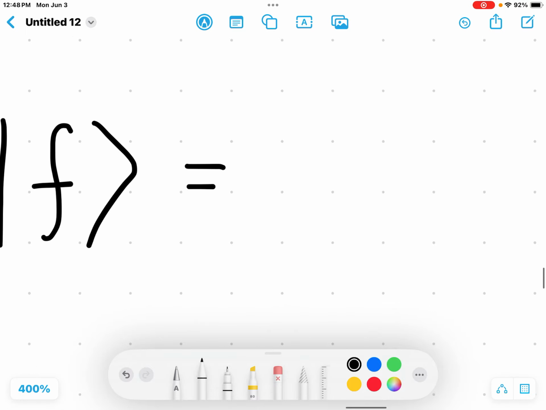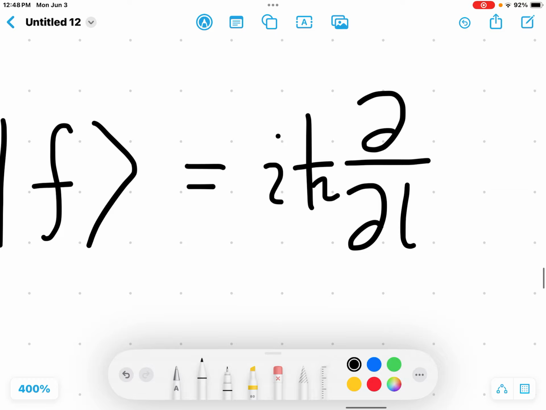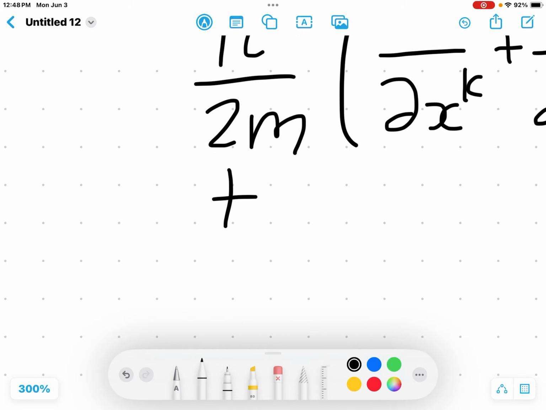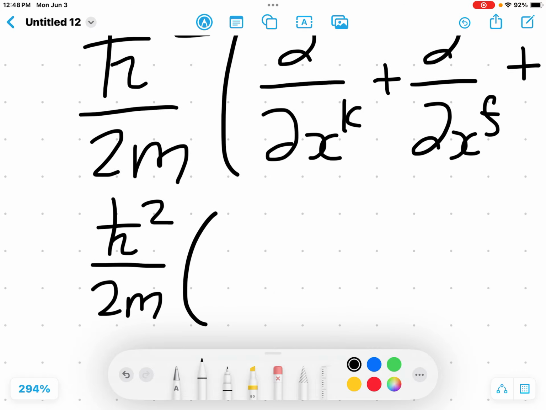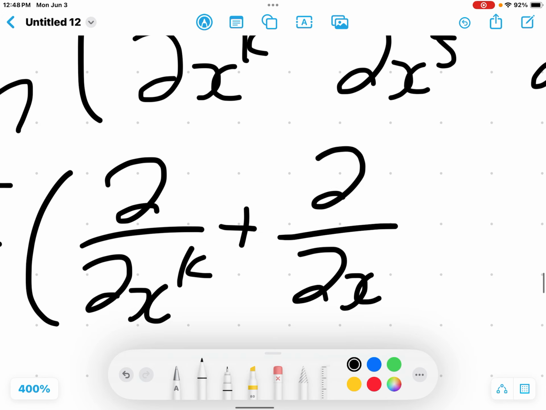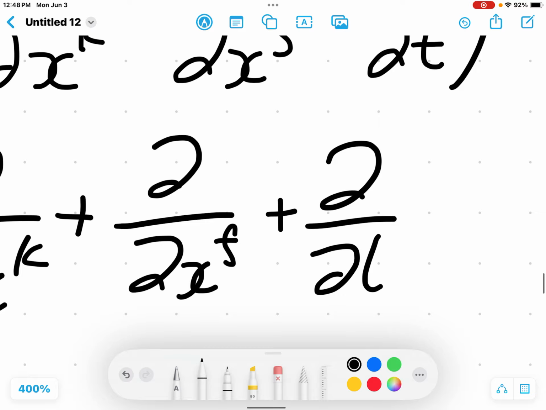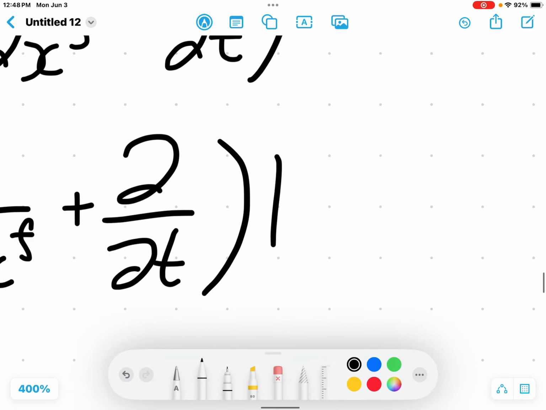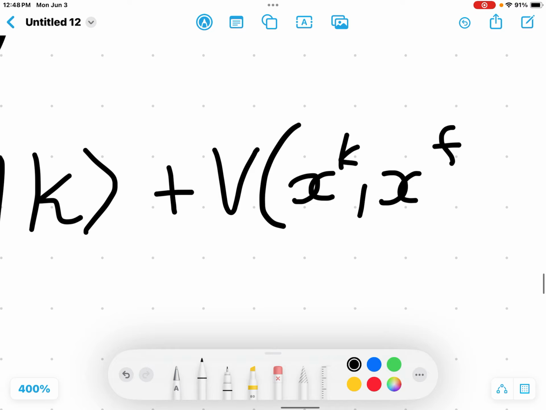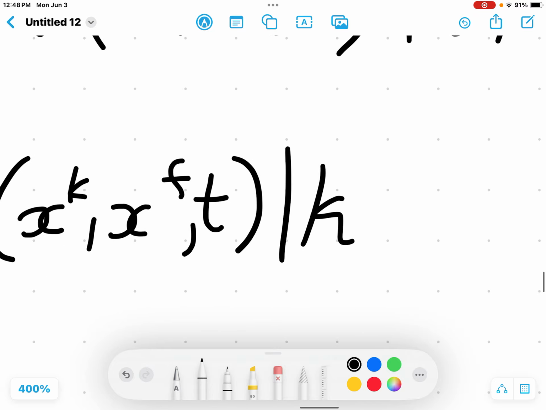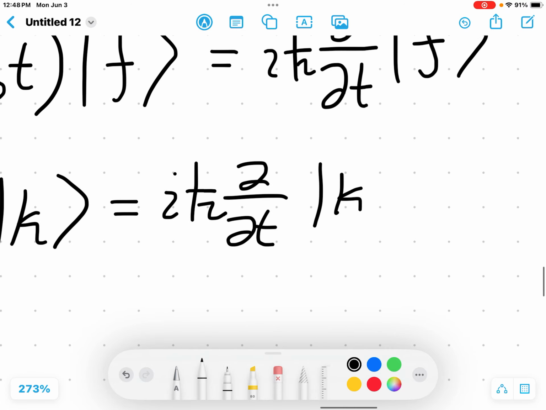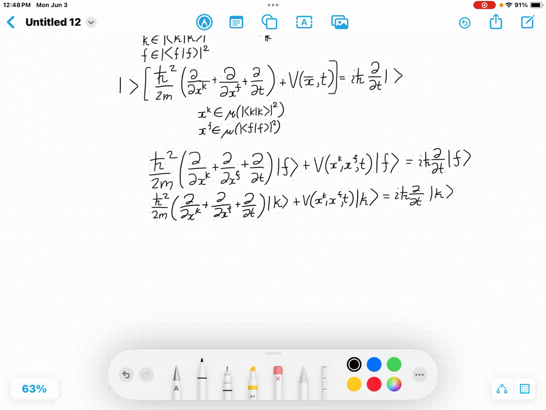So the flirtiness wave function is equal to iħ times the time derivative of the flirtiness wave function. So this is my first equation for the interaction. ħ² over 2m times d/dxk plus d/dxf plus d/dt of the kindness wave function, plus the potential V of xk, xf, and then t, times k, is equal to iħ d/dt of k. So this is the first version of my Schrodinger equation.